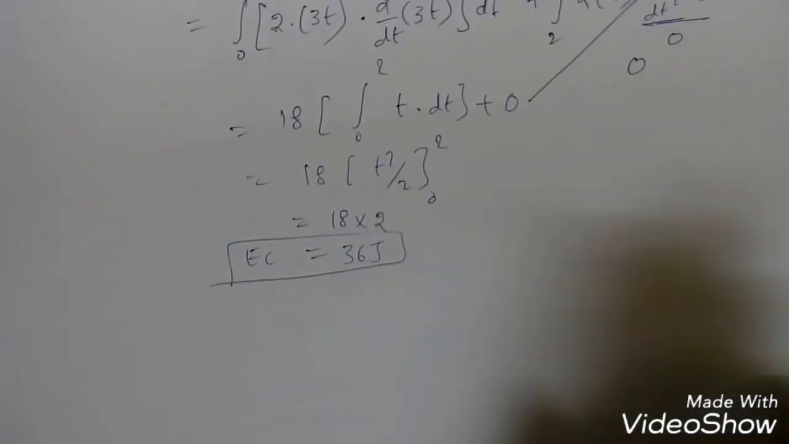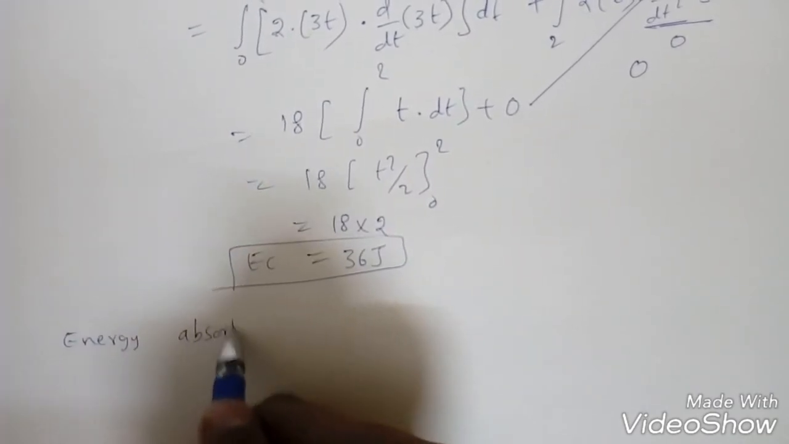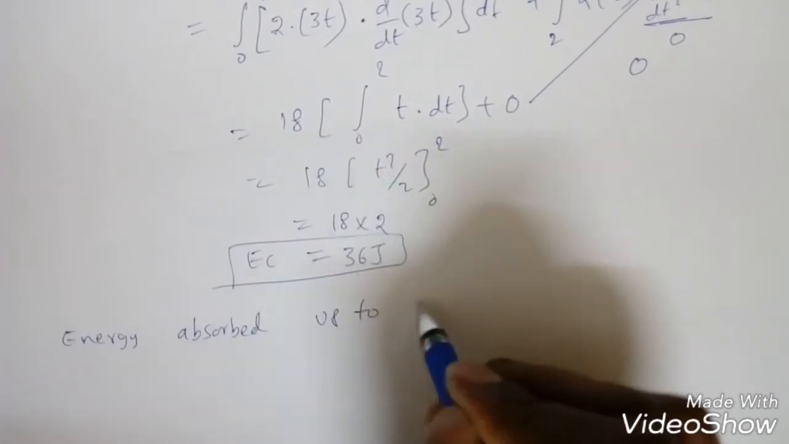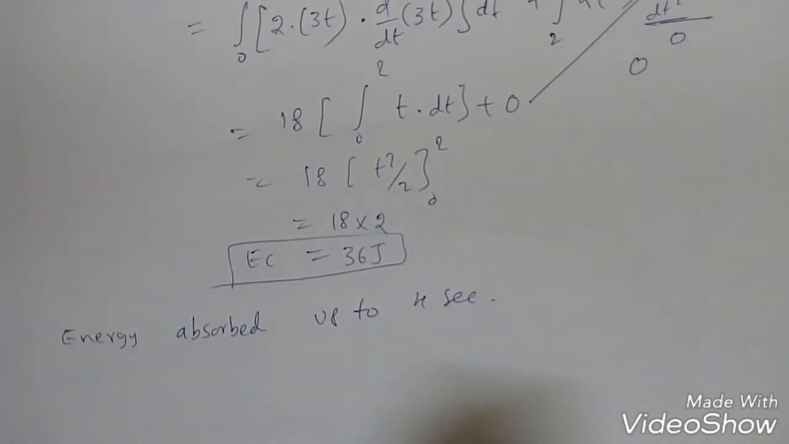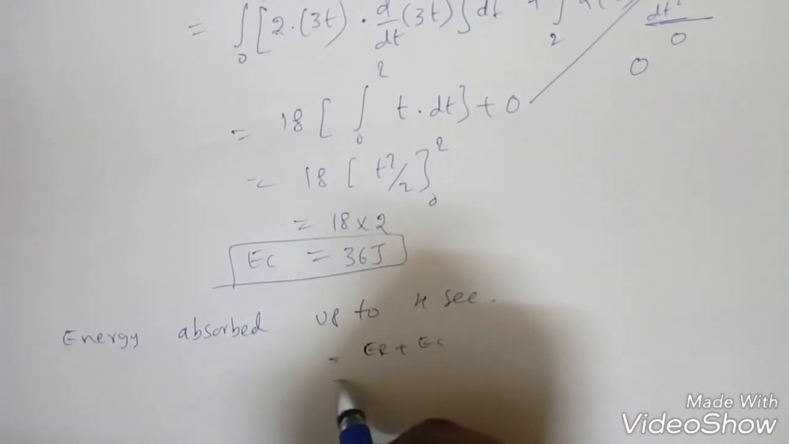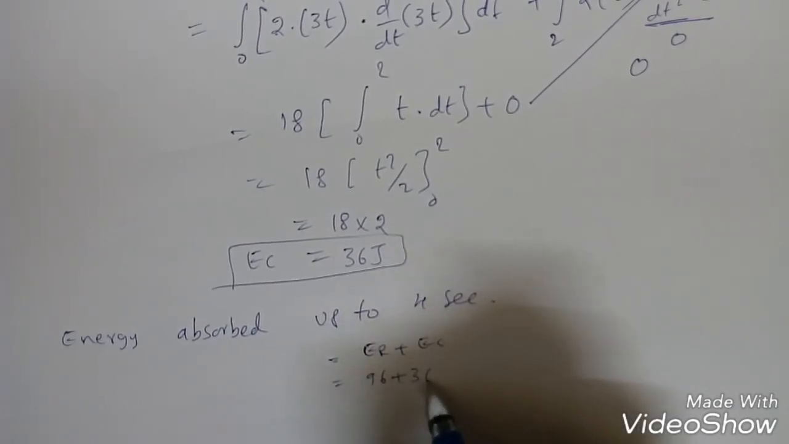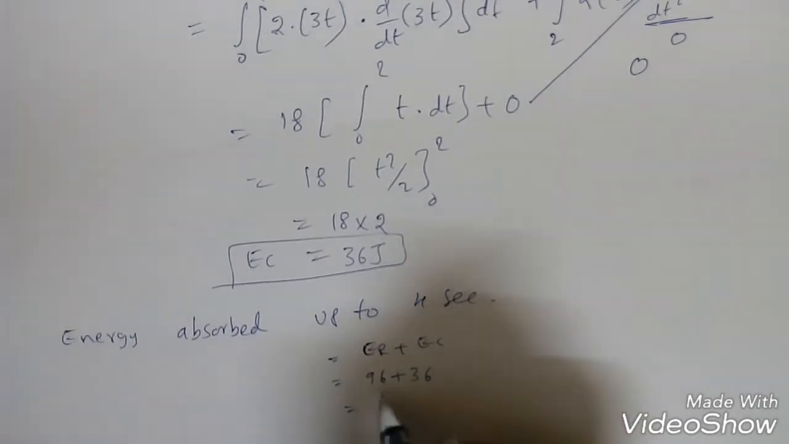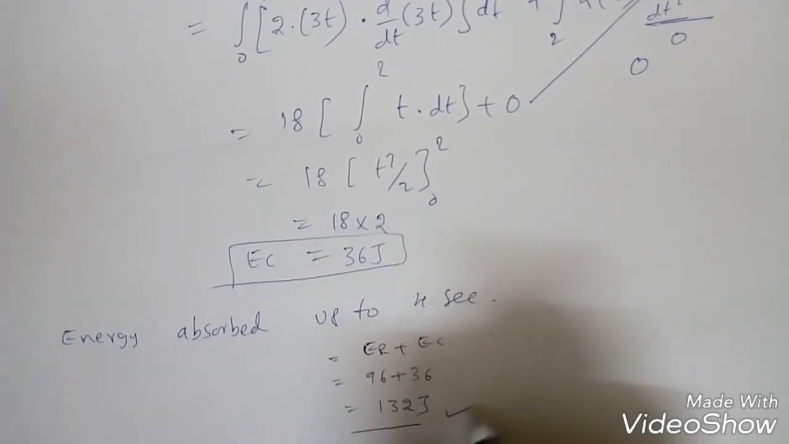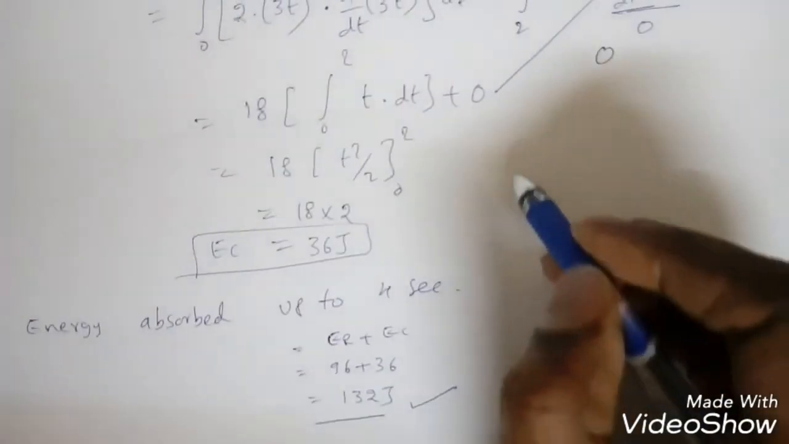Now what is the energy absorbed? The energy absorbed up to 4 seconds is ER plus EC, because both will absorb energy. So ER is 96 plus 36 joules. So 132 joules is the energy absorbed by the capacitor as well as the resistor.